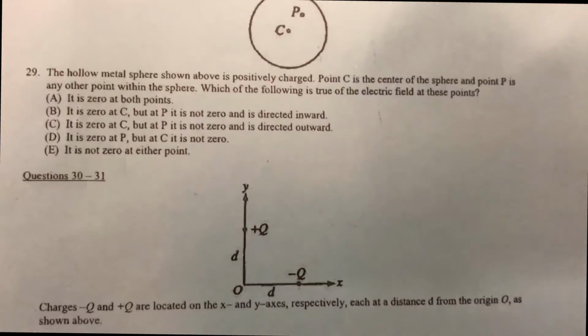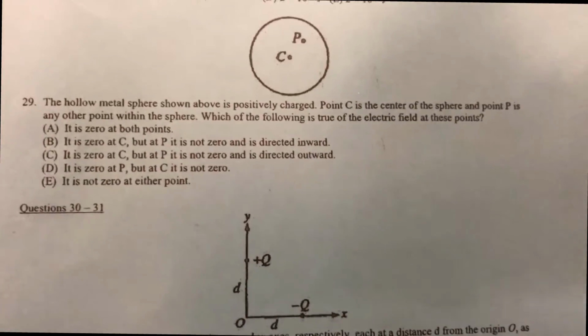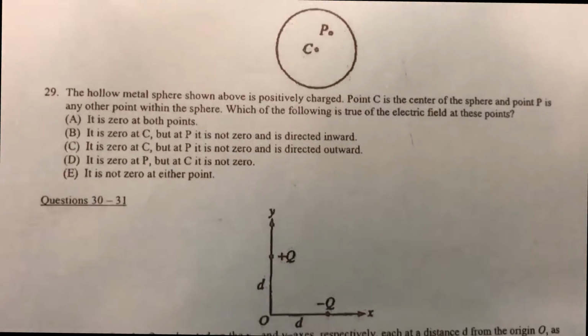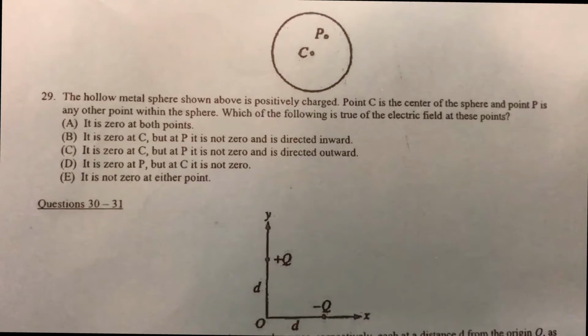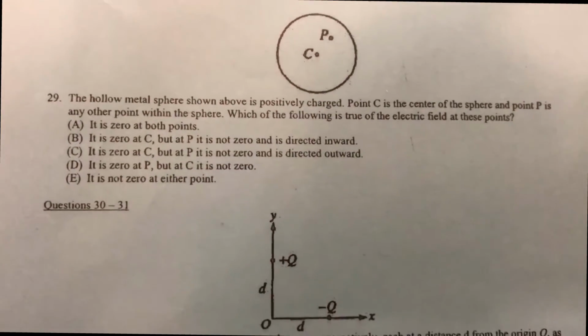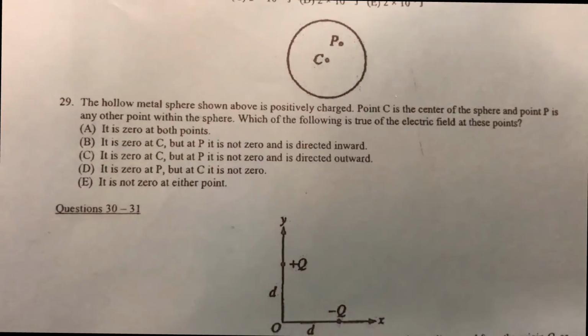Okay, so number 29 asks you to find which of the following statements about the electric field is true at these 2 points. And because this is a hollow metal sphere, the answer is A, and it's 0 at both points, because wherever you are in a hollow metal sphere, the electric field is 0.